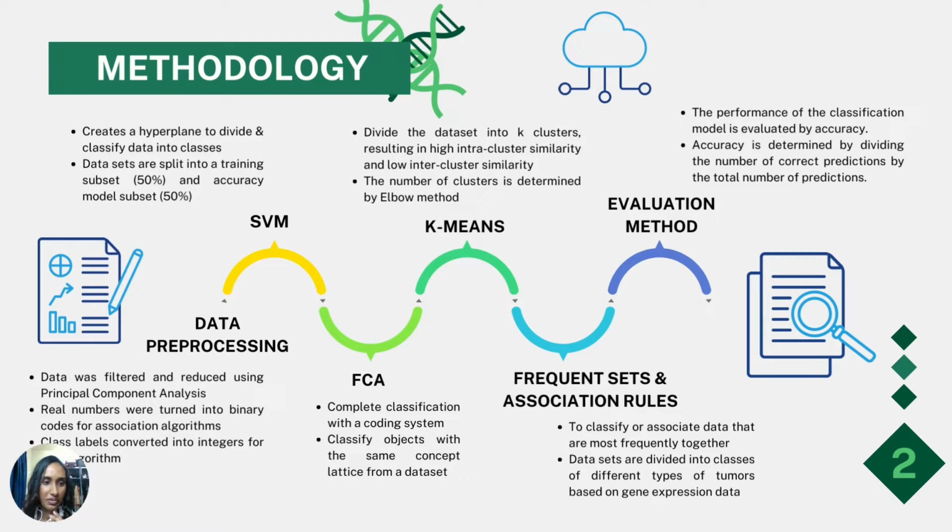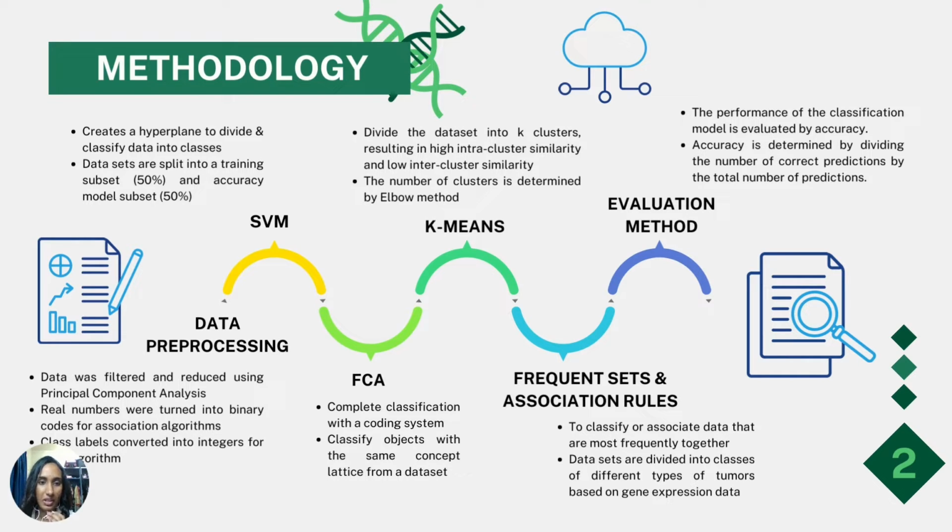Then it was followed by the first method, which was SVM. For SVM, the main purpose is to create a hyperplane that will divide and classify the data according to the classes. So 50% of the data were used for the training subset and another 50% were used for the accuracy model subset. The second method was FCA, where complete classification was done using the data in a coding system. It classifies the objects with the same concept lattice from a dataset.